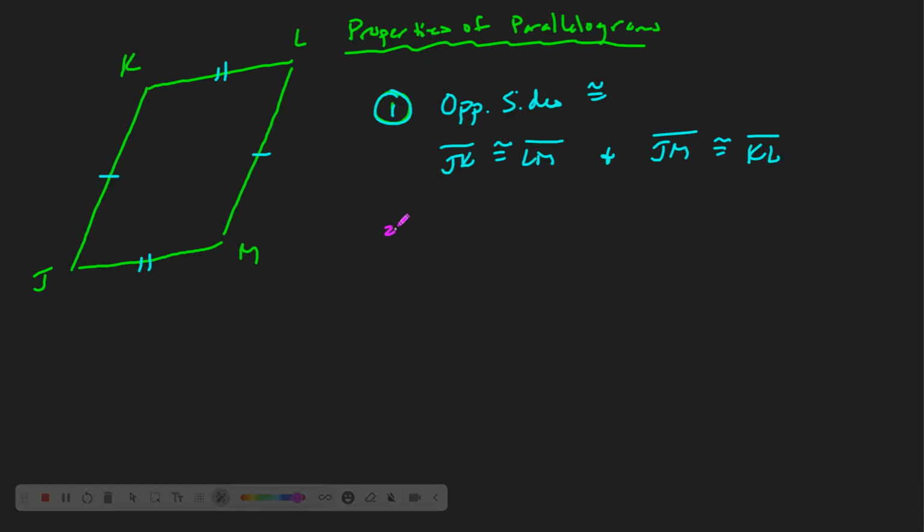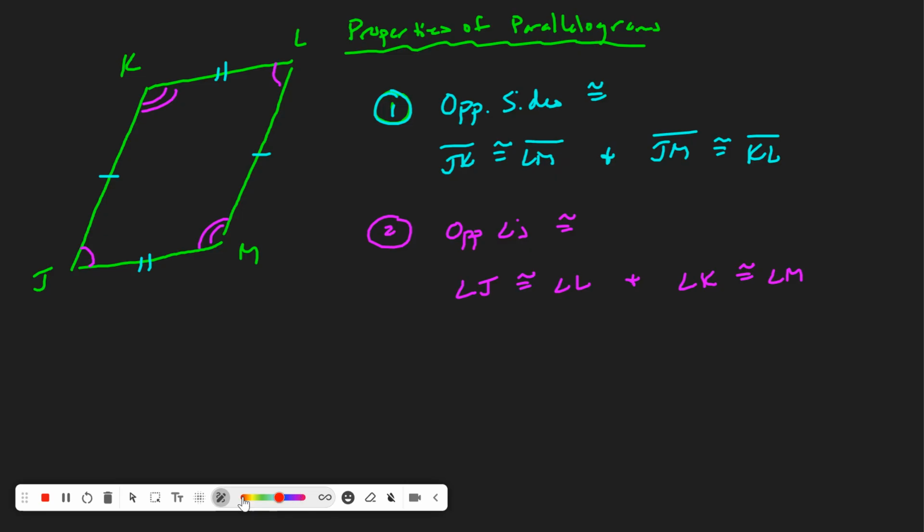Okay, next property. So that's the sides. Let's talk about some angles. The opposite angles are also going to be congruent. So in this picture, J and L are opposite angles. They're across from each other, and K and M. And you can name them with three letters each or just one letter. I'm just going to use one letter, it's easier. So angle J is congruent to angle L, and angle K is congruent to angle M.